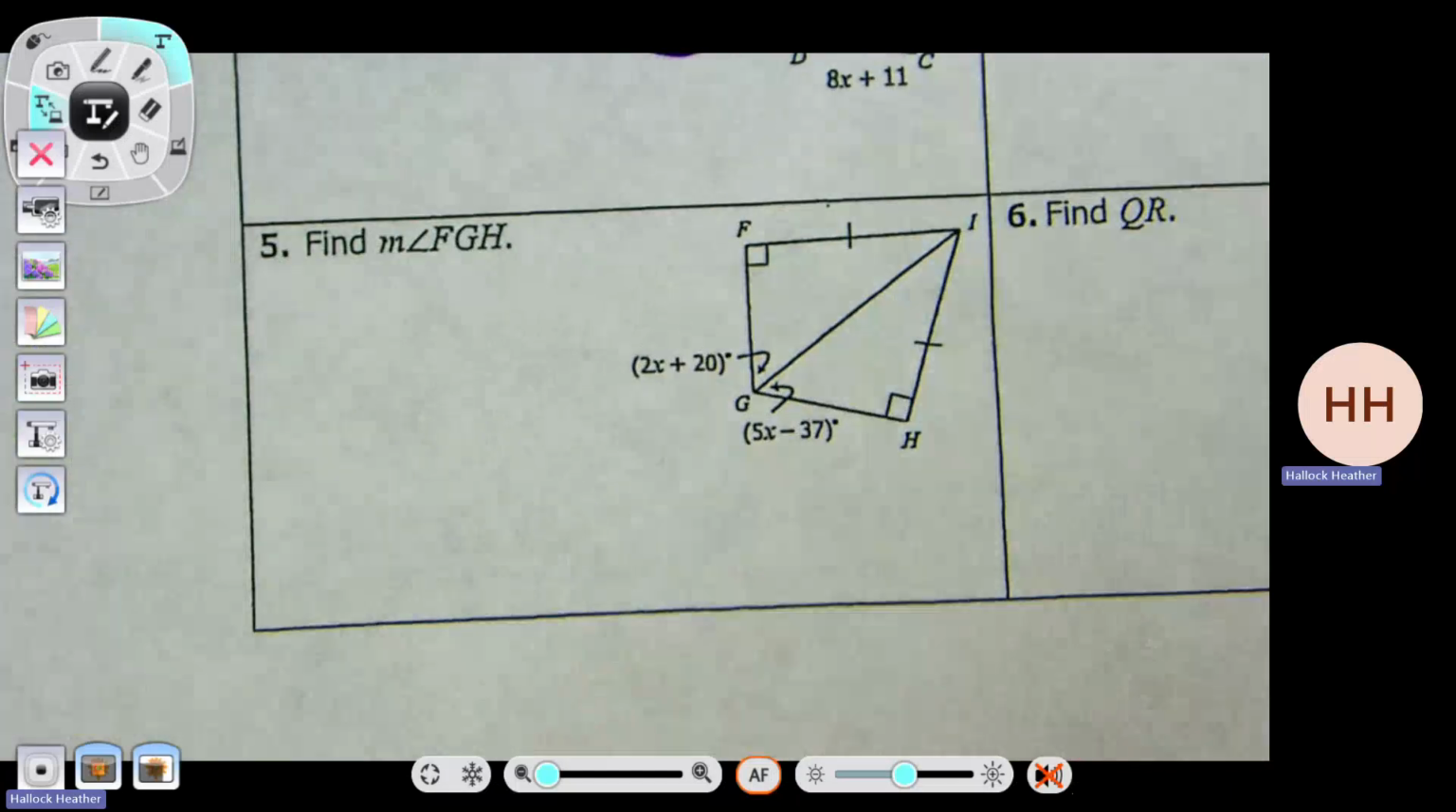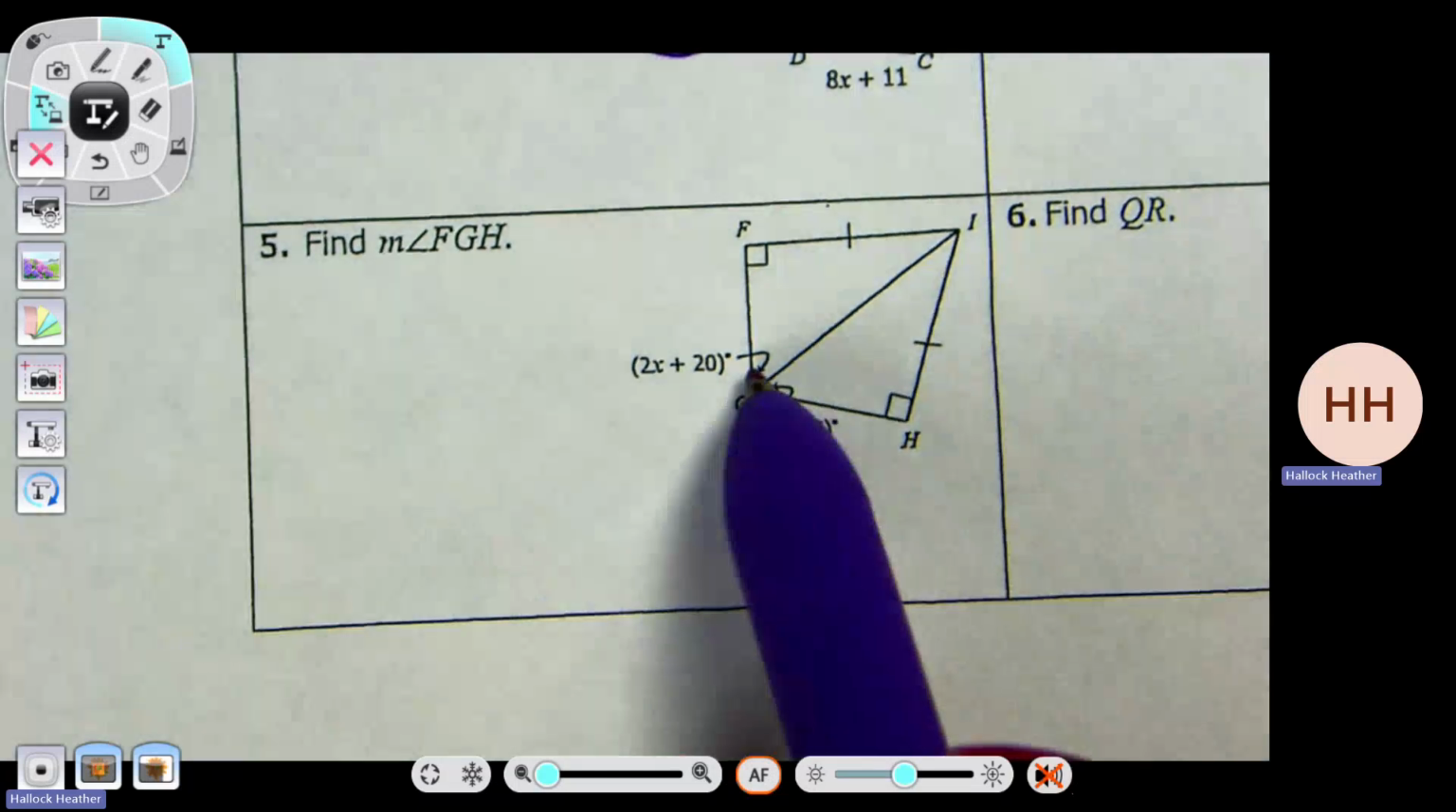So number 5. What should I do with these two things if we're talking about an angle bisector? Not plus them. We equal them, because it's a bisector, they're equal. So we're going to set these equal to each other.